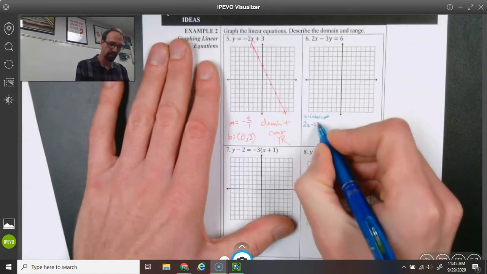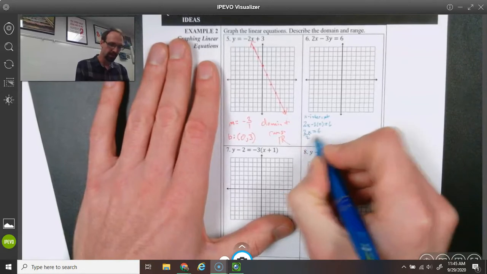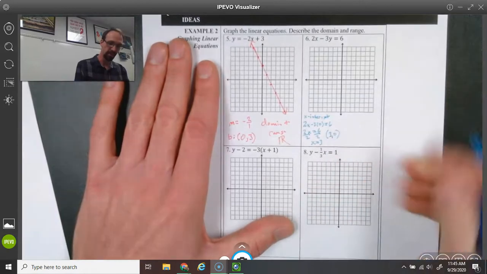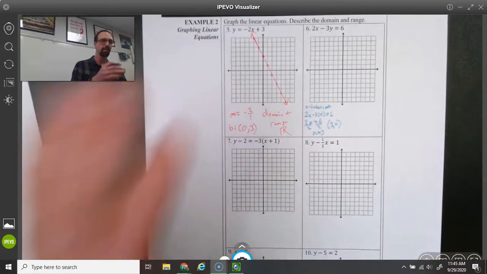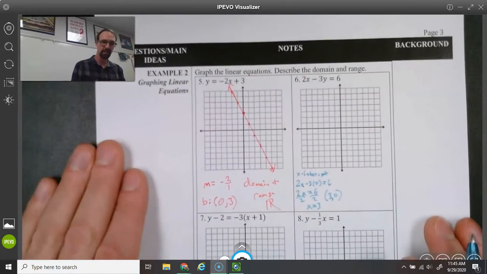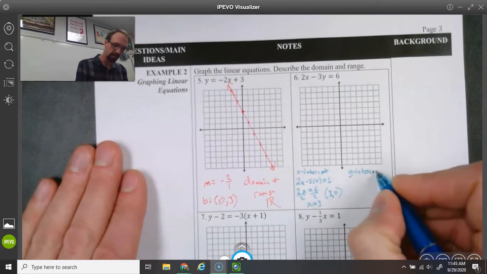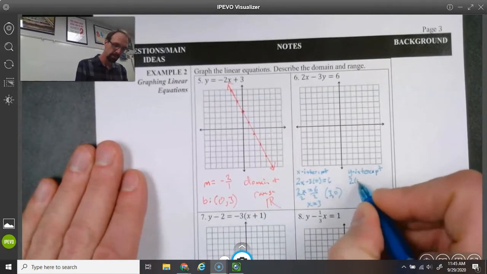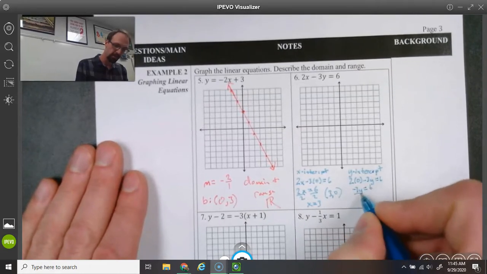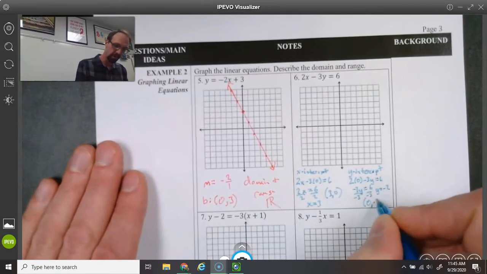So I have 2x minus 3 times 0 equals 6. 2x equals 6, so I have x equals 3. So the x-intercept is going to be at (3, 0). And then if I wanted to do the same for the y-intercept, plug in 0 for x. So 2 times 0 minus 3y equals 6. -3y equals 6, divided by -3, y equals -2. That's going to be (0, -2).